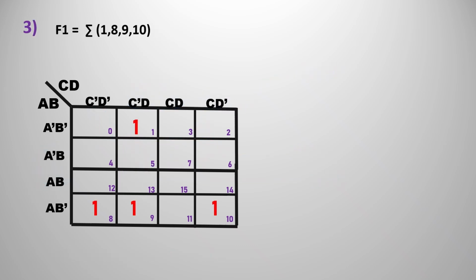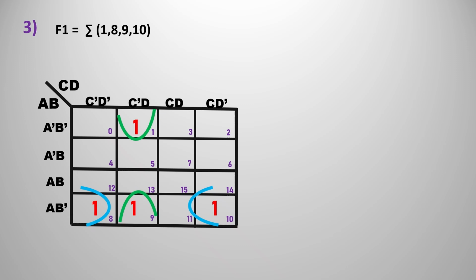So let's move ahead. In this example we are going to have the 4 ones in the K-map. We have to fill ones in the positions 1, 8, 9, 10, SOP, sum of product. After filling like that, we can have it like this. Grouping is a very important thing in this.